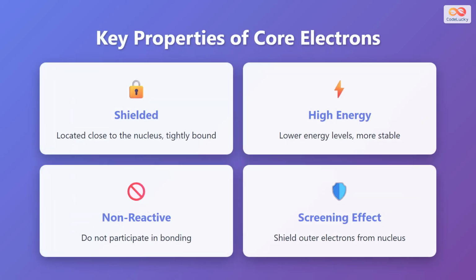Core electrons have four key properties. First, they are shielded, meaning they're located very close to the nucleus and are tightly bound. Second, they occupy lower energy levels, making them more stable than outer electrons. Third, they are non-reactive and do not participate in chemical bonding. Finally, they create a screening effect, shielding the outer valence electrons from the full attractive force of the nucleus.